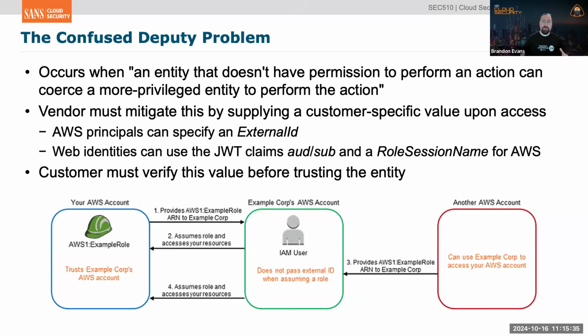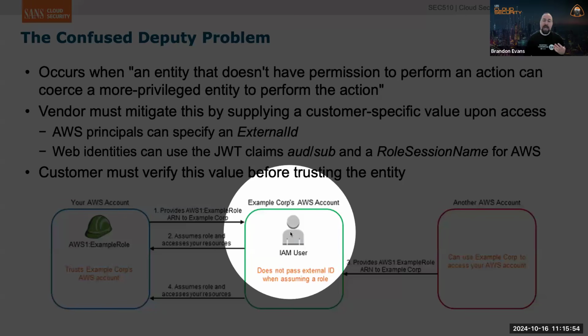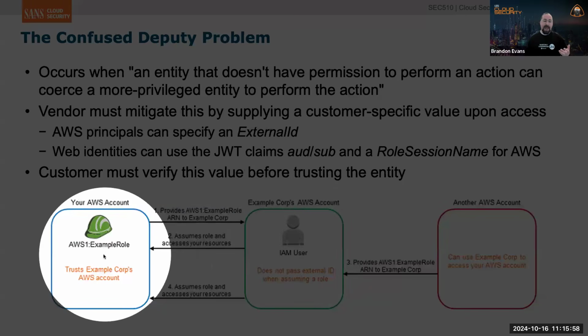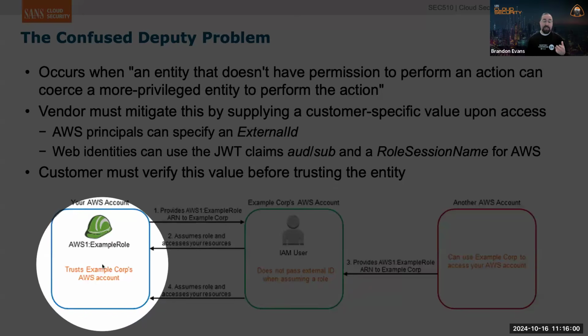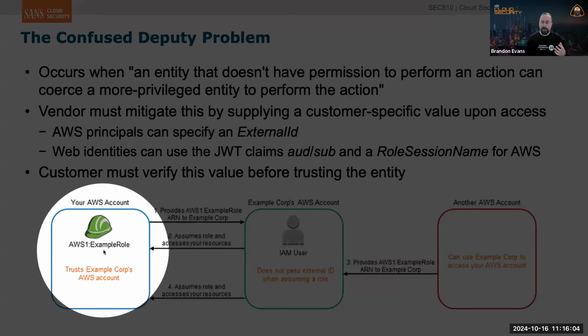So whenever some vendor wants to access your account, whenever they want to assume a role, they should be supplying some kind of external identifier specific to your identity, specific to Alice. So Example Corp should be saying, I am scanning this account on behalf of Alice. And the trust relationship should check to make sure that the scan is done on behalf of Alice.